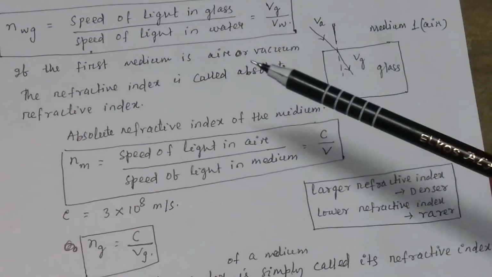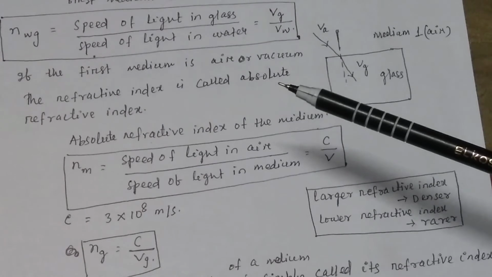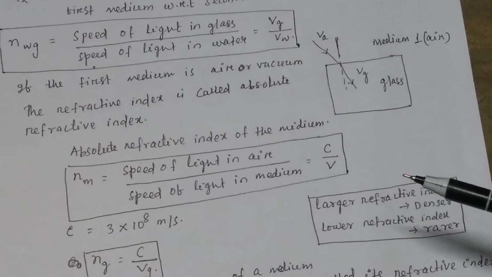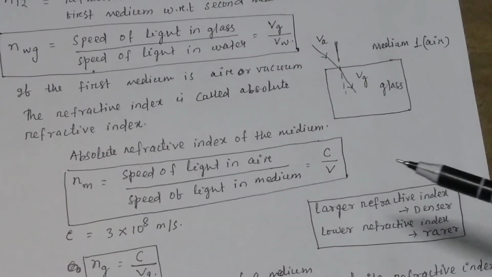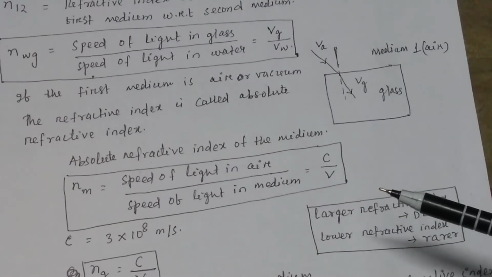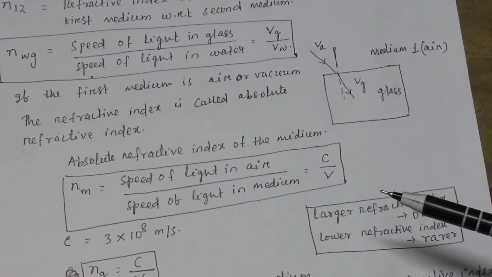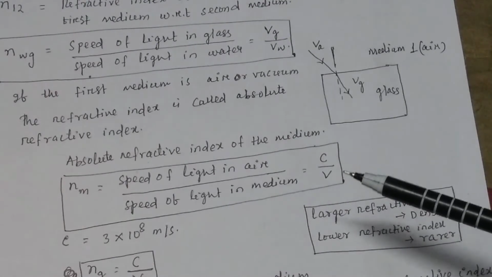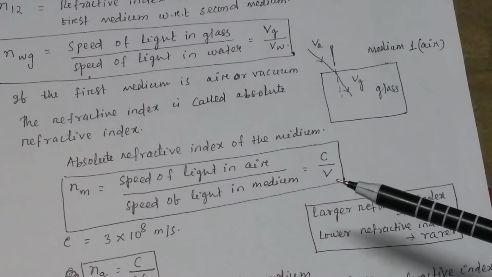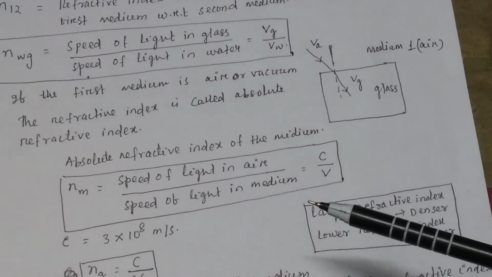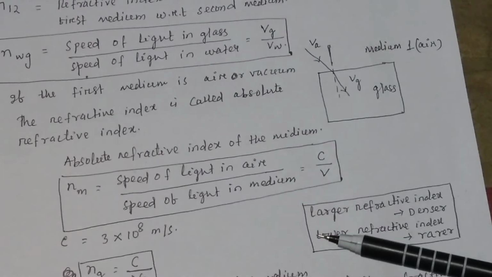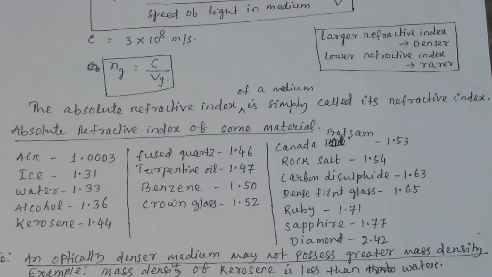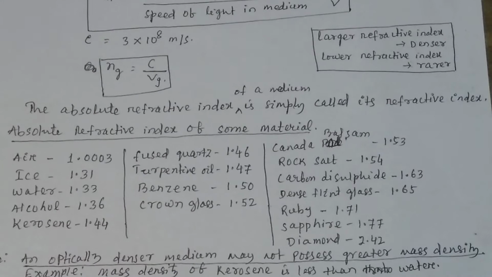If the first medium is air or vacuum, the refractive index is called absolute refractive index. Absolute refractive index of the medium is written as nm, and that is equal to speed of light in air or vacuum divided by speed of light in the medium, that is equal to c divided by v. The velocity of light in vacuum or air is equal to 3 into 10 to the power 8 meter per second. The absolute refractive index of a medium is simply called its refractive index.